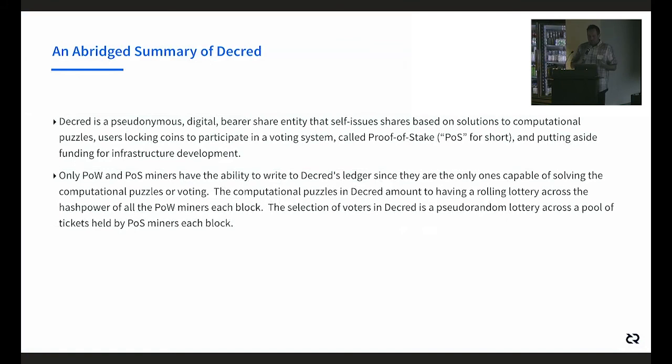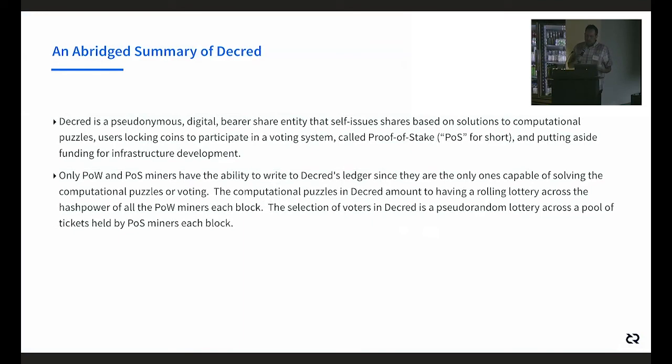So instead of just proof-of-work miners having the ability to write to the ledger, we added proof-of-stake miners, and they also have the ability to write to the ledger. But the restrictions on who is and is not a proof-of-stake miner are intentionally much less than people who are proof-of-work miners. Instead of just there being these computational puzzles that amount to a lottery across hashing power, there is an actual lottery of tickets. So it's a little bit more explicit and less abstract than Bitcoin in that sense.